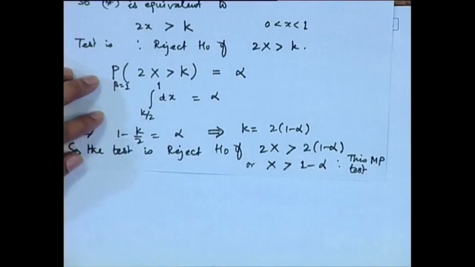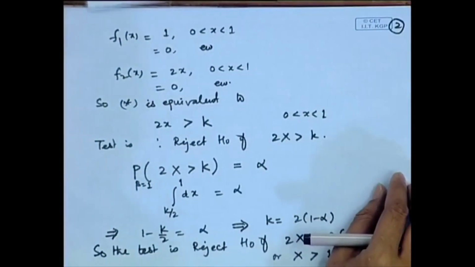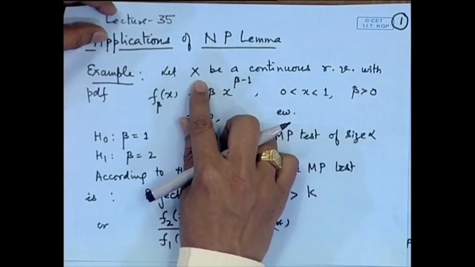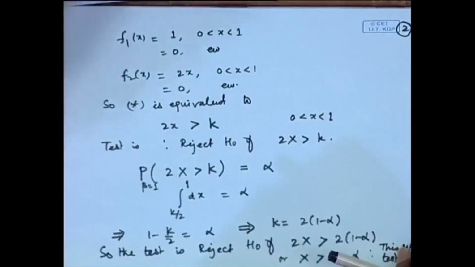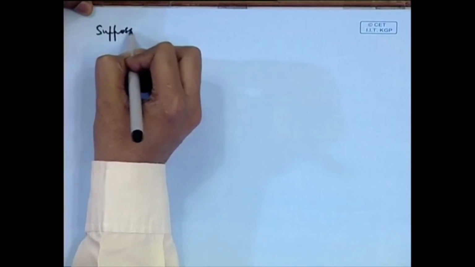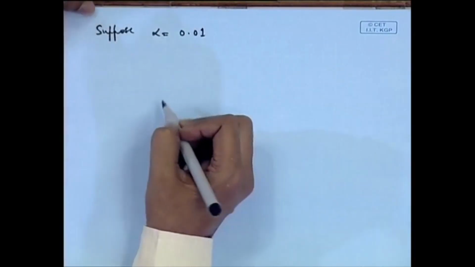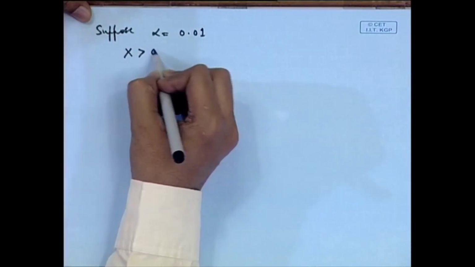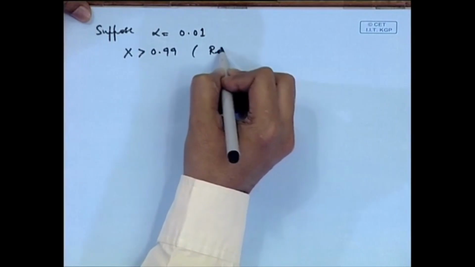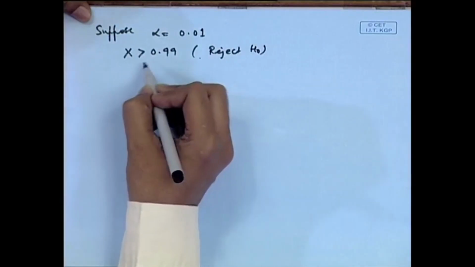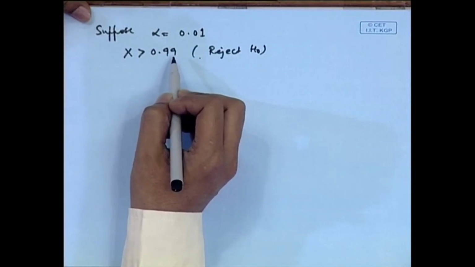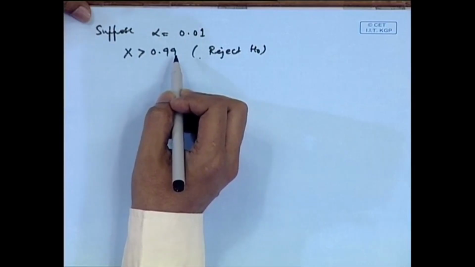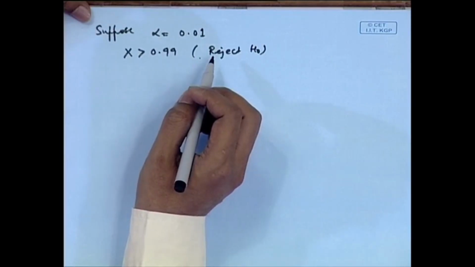So, you can see here the decision making process is quite simple. We observe a random variable from this population and we see its value. Suppose alpha is equal to 0.01, then I should observe x to be greater than 0.99, and only then will you reject H naught. On the other hand, if you observe x to be less than or equal to 0.99, you have no reason to reject H naught.